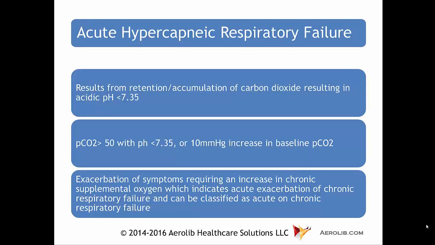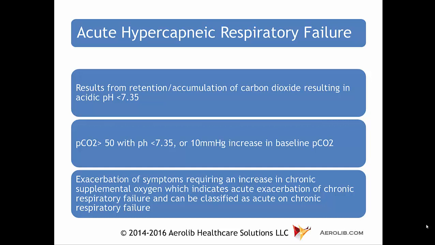Acute hypercapnic respiratory failure. This results from retention of carbon dioxide, which causes drop in the pH to less than 7.35. In our patients who have COPD, we'll see that the PCO2 would increase to more than 50 and the pH would drop to less than 7.35. Or in other cases, we can see that there is a 10 millimeter increase in baseline PCO2.